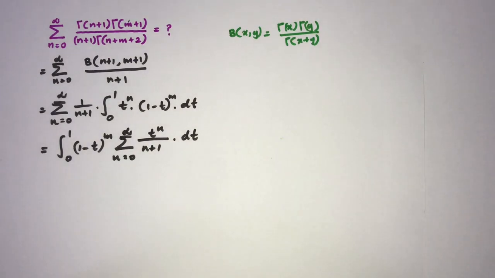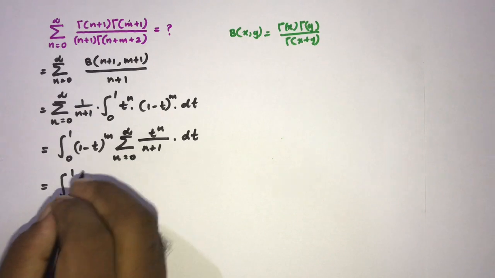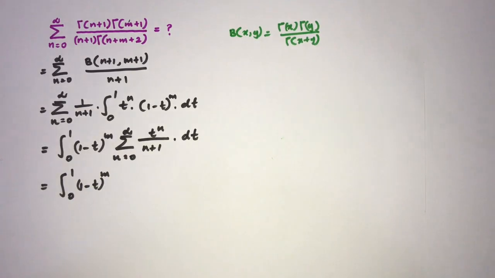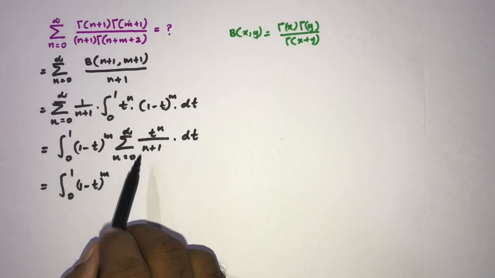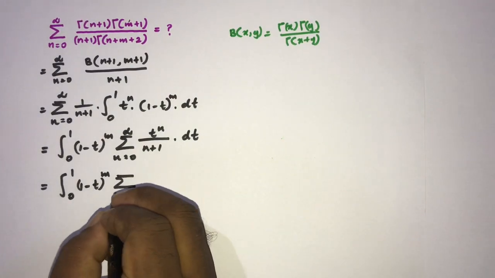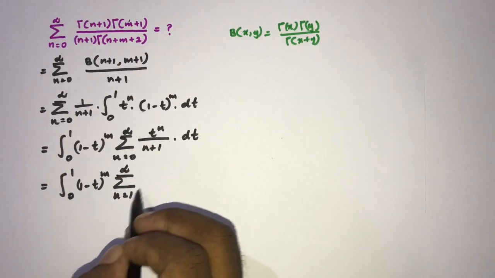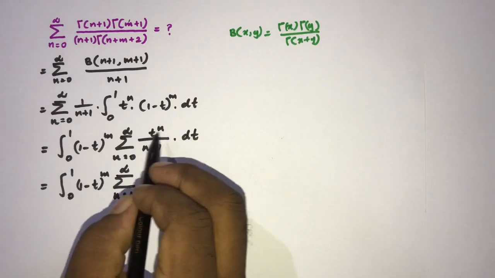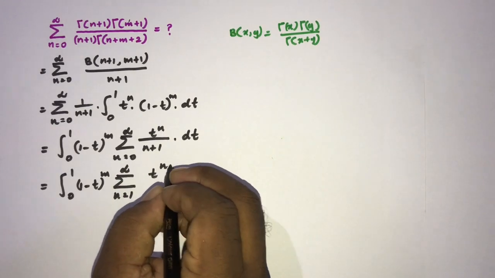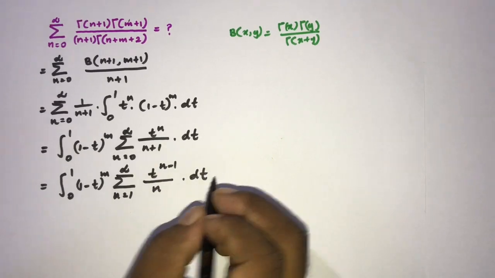Then here, the integral from 0 to 1 of (1 minus t) raised to the m. Now I'm going to change the index, so we can write n equals 1 to infinity. Now it was 0, now it is 1, so we should apply n minus 1 for n. So here we have t raised to the n minus 1 over n, dt.